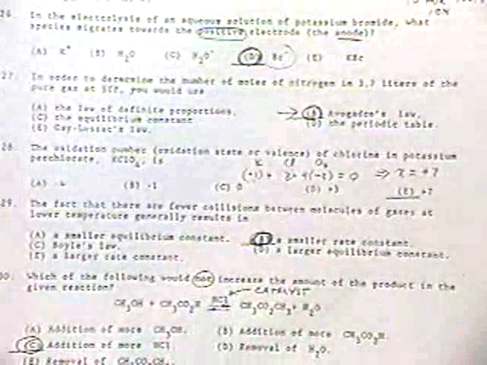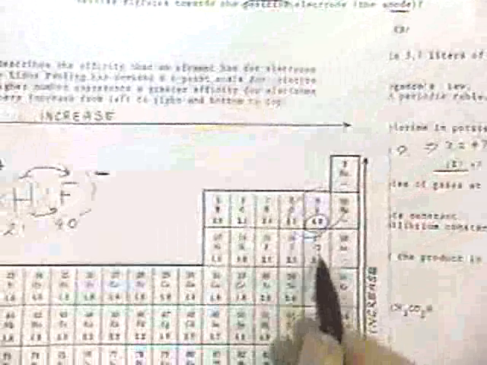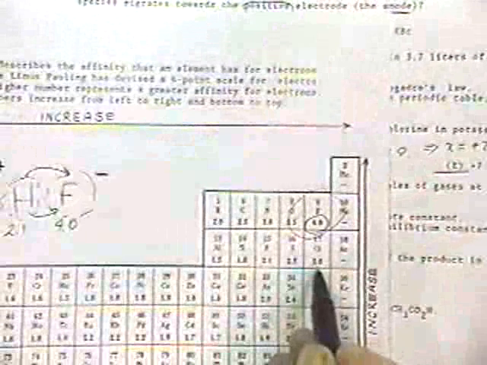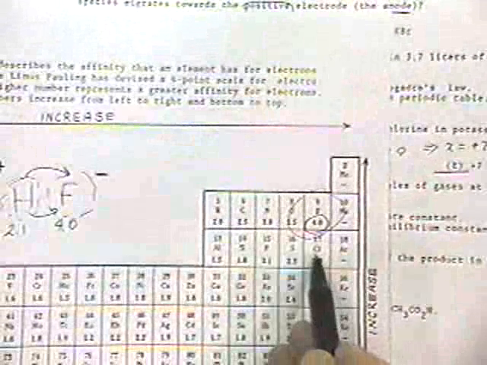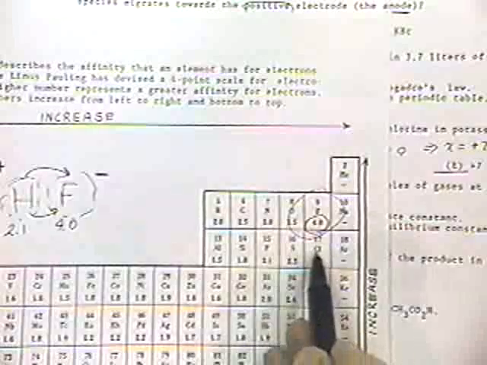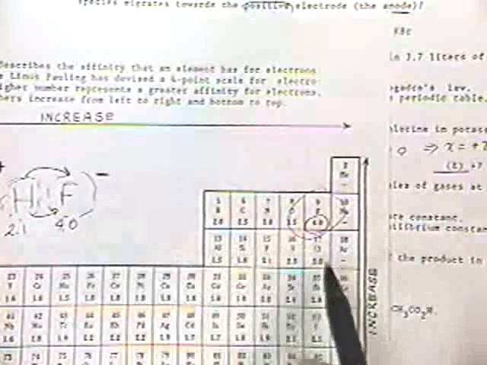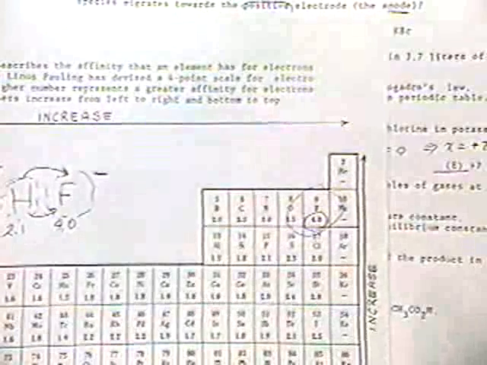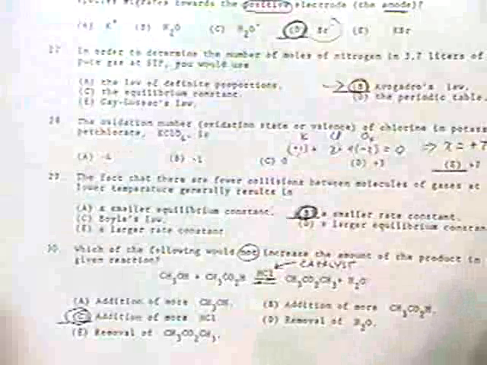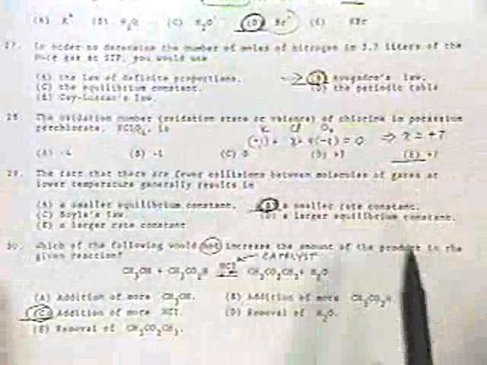And let's make sure that that's reasonable. Yes, if you take a look at the electronegativity, you see that chlorine is 3.0 and oxygen is 3.5. So what's happening is the electrons are going on to the oxygen, so in this formalism, chlorine is in essence lost 7 electrons. It didn't really lose 7, that's just where you're assigning them. Here, the fact that there are fewer collisions between molecules of gases at lower temperature means a smaller rate constant.